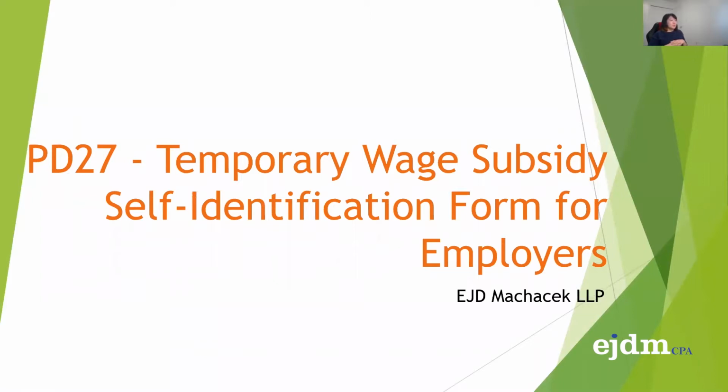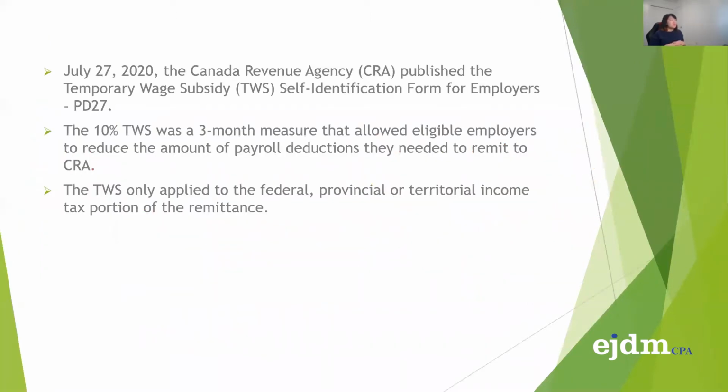Today, we're going to talk about the temporary wage subsidy self-identification form from employers, also known as PD27. So just to give you a quick background, on July 27, 2020, the Canada Revenue Agency published the temporary wage subsidy self-identification form for employers, also known as the PD27 form.